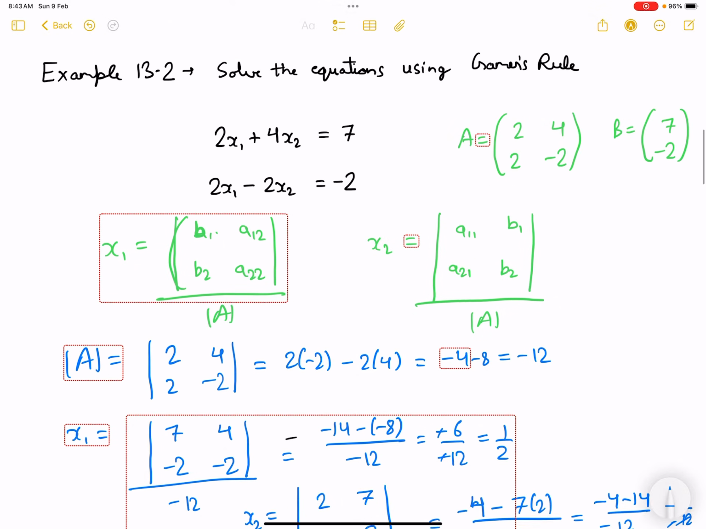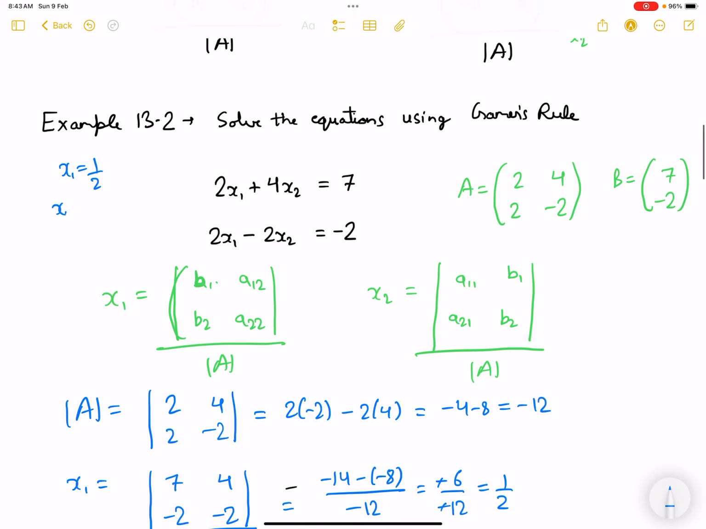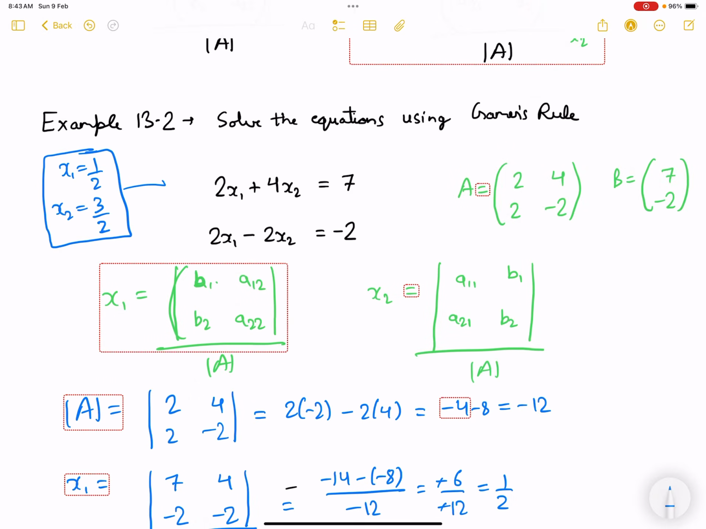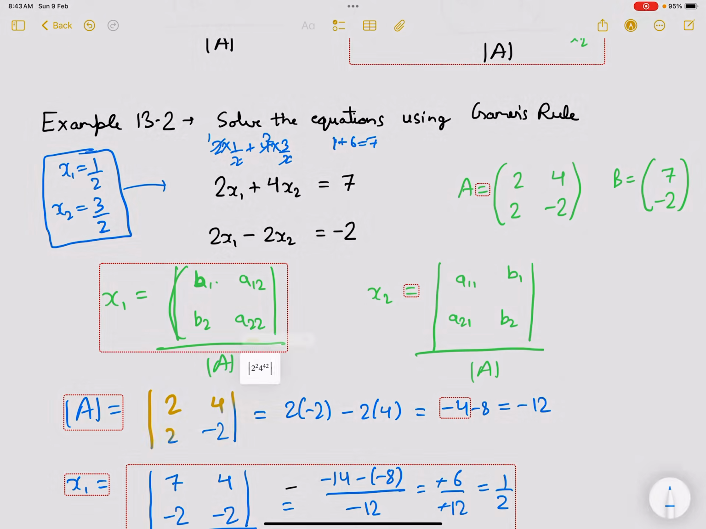So we have x1 as half, x2 as 3 by 2. In this paper, if you are solving this, it will take just another minute to verify your answer. Just put these values back into the equation and check whether it is being verified or not. So 2 into half plus 4 into 3 by 2. So 2, 1 plus 6, 7. Okay, so this is verified.